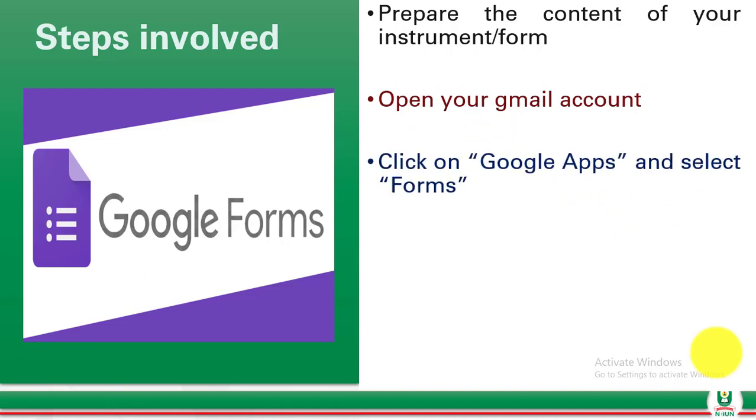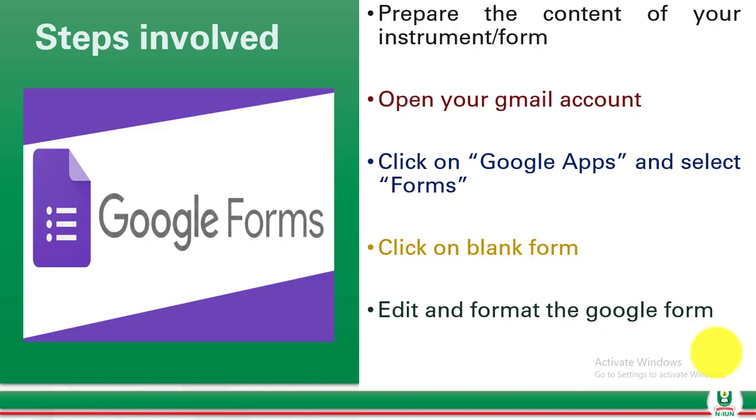I will show you this in the practical session. Then you click on the blank form to start building your content. Then you edit and format the Google Form as appropriate. Then at the end of the day, you can download the responses for decision making. It's as simple as this. Before I go on, quickly respond to this class activity 1, and in the second section of this class, we'll look at how you can do it practically on the Google Form.